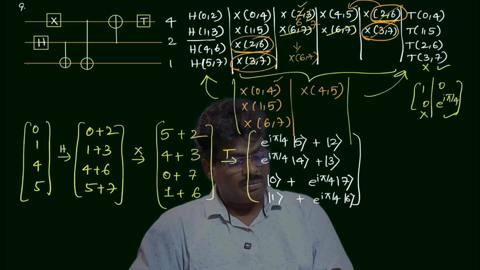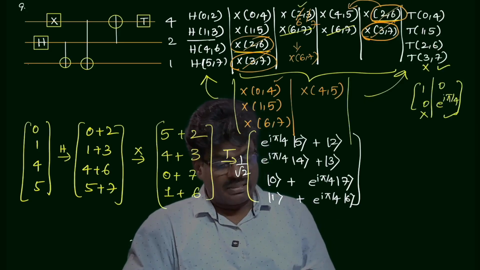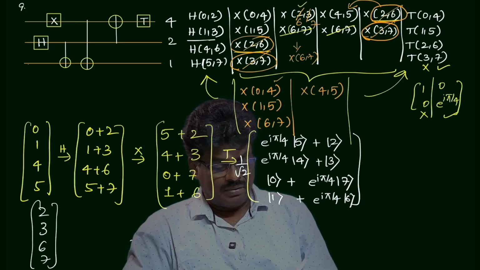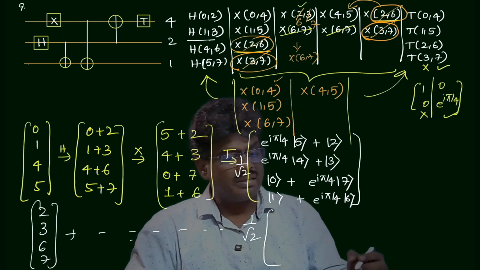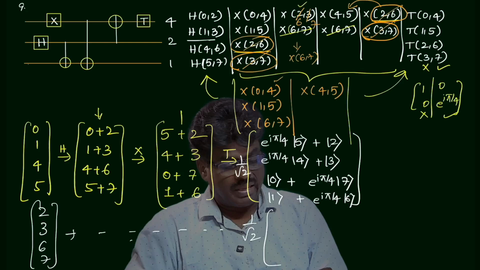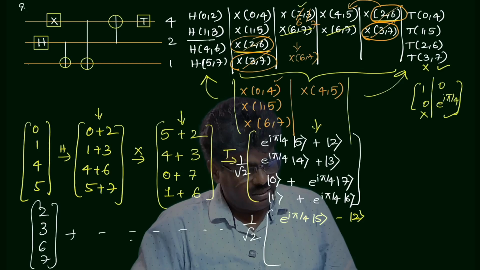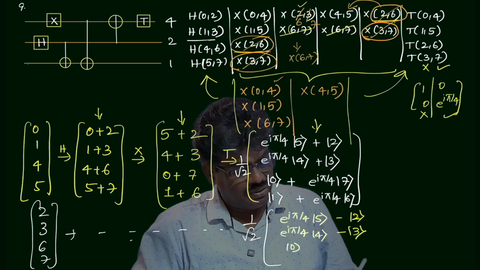That's it. And the normalization constant is 1 over root 2, because the two states are there. Next, if you want to get the other states, that is 2, 3, 6, 7, apply our technique, no need to do anything, directly come here. Okay, easy. Here minus, here change minus, here this middle sign. So e raised to i pi by 4, 5 minus 2, and this is e raised to i pi by 4, 4 minus 3. Okay, so this is a 0 minus e raised to i pi by 4, 7.